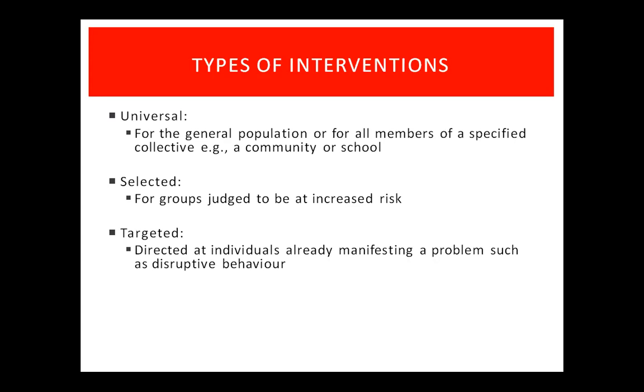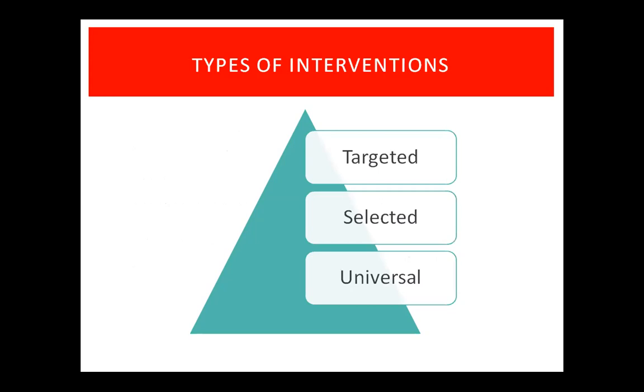And then an individual or targeted intervention is only at specific individuals who already have a problem. So we might have a child in kindy who's biting and kicking and creating an issue within that class, or we'll call it prep. So the intervention might be targeted specifically at that child. So three different types of interventions, important to understand them, and they're represented visually so that you can see that universal is for the most, selected for a smaller group, and targeted at a very small group or individuals.